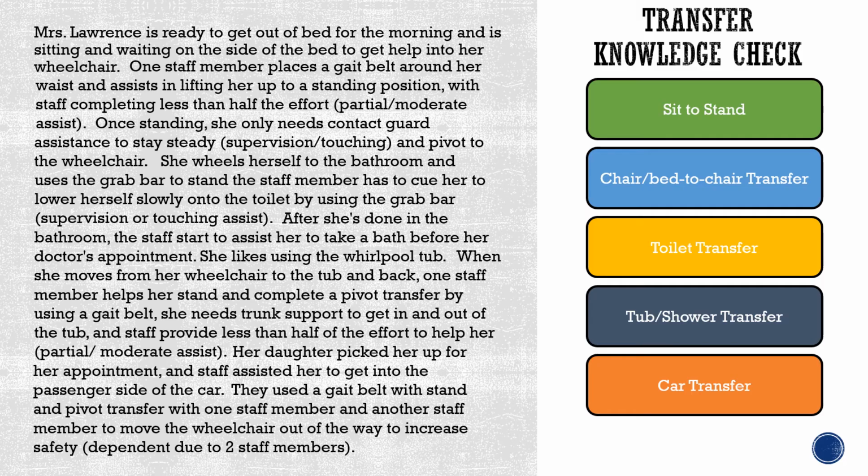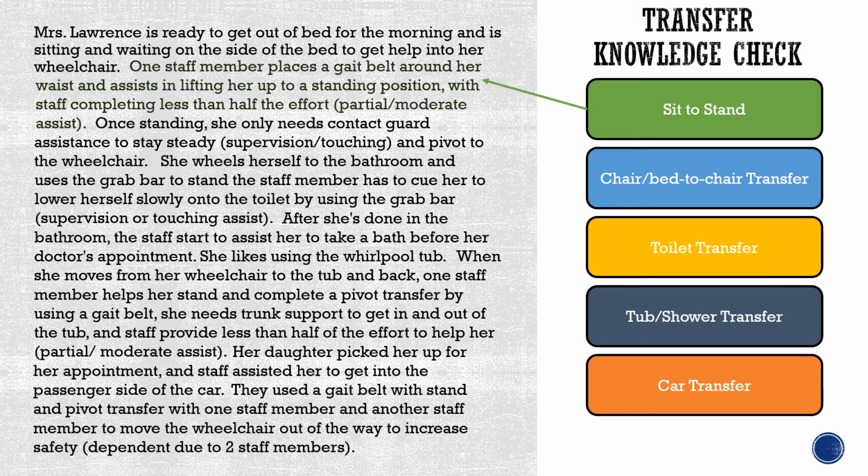After she's done in the bathroom, the staff start to assist her to take a bath before her doctor's appointment. She likes to use the Whirlpool tub. When she moves from her wheelchair to the tub and back, one staff member helps her stand and complete a pivot transfer by using a gait belt. She needs trunk support to get in and out of the tub, and staff provide less than half of the effort to help her. Her daughter picked her up for her appointment, and staff assisted to get her into the passenger side of the car. They used a gait belt with a stand and pivot transfer with one staff member and the other staff member to move the wheelchair out of the way to increase safety.